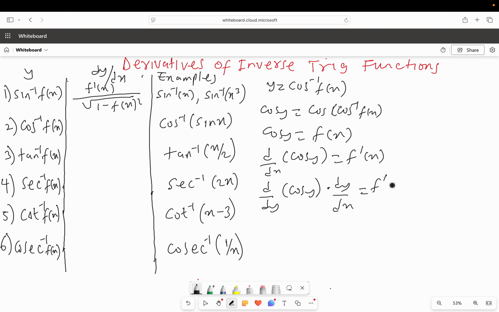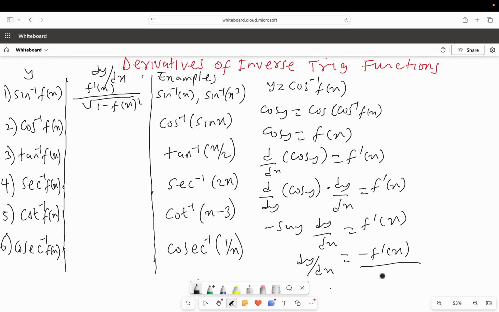Then I have f prime of x. So if I differentiate cos y with respect to y, I will have minus sin y times dy/dx is just f prime of x. So it means my dy/dx, if I divide both sides by minus sin y, so I will have minus f prime of x over sin y.